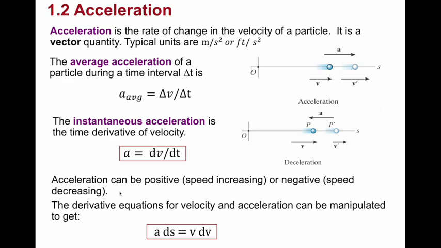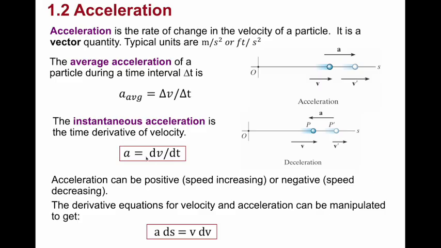The acceleration can be positive if the speed is increasing, or negative if the speed is decreasing. To remember this, I like the car example. The car is never moving backwards, it's always moving forwards, but that acceleration is changing. If the speed is increasing, so the car is going faster, then we have a positive acceleration. If the car is going a little slower, then we have a negative acceleration.